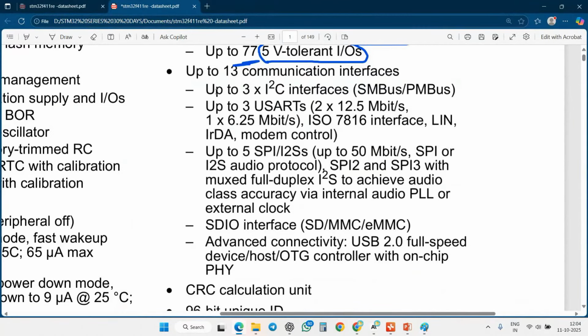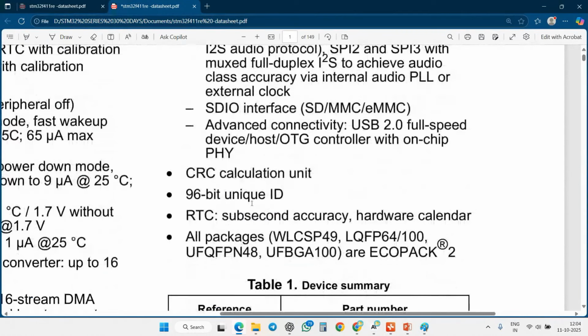So just look at how many protocols there are. We have 3 I2C, 3 USART, 5 SPI and 5 I2S protocols. We can use them for multiple applications. SDIO is also there, and then USB OTG. Normally you give just a power supply, right? Through that, you can also send the data.